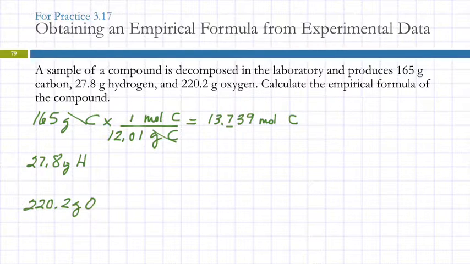Okay, so that's nice. I'm going to do the same thing with the hydrogen. I've got grams of hydrogen on the bottom, moles of hydrogen on the top. So the units cancel. 1 mole is 1.008. I've got 27.8 divided by 1.008.